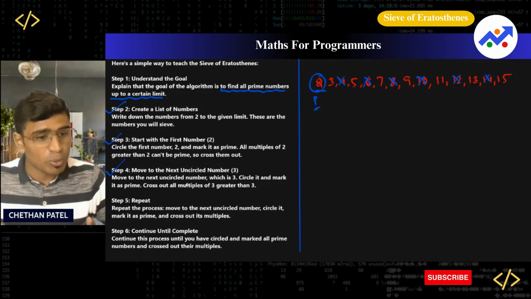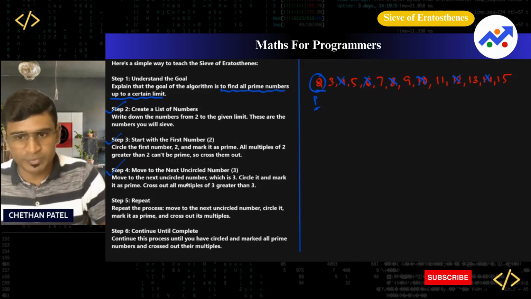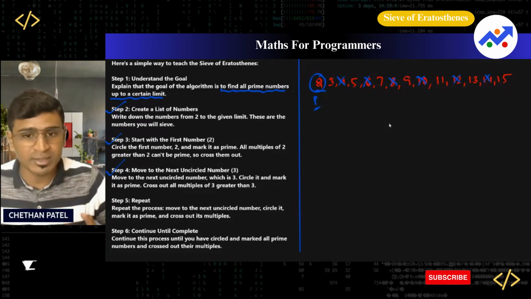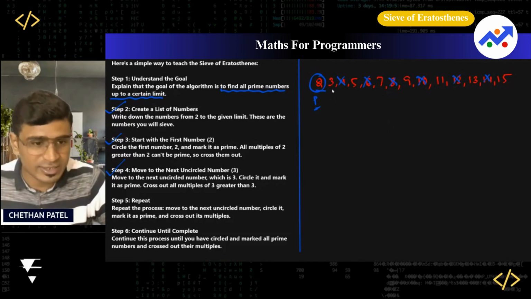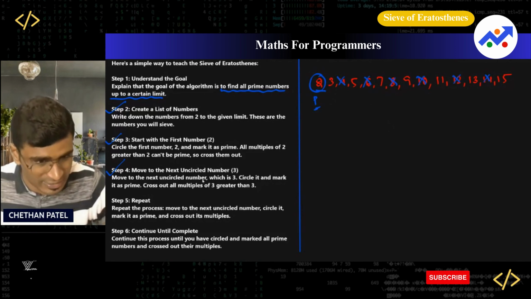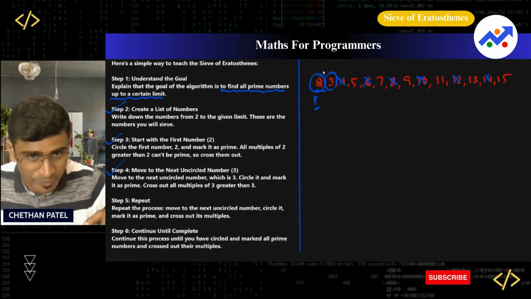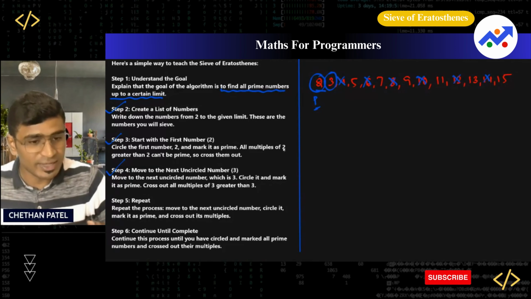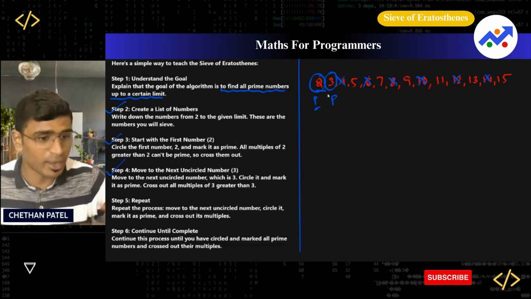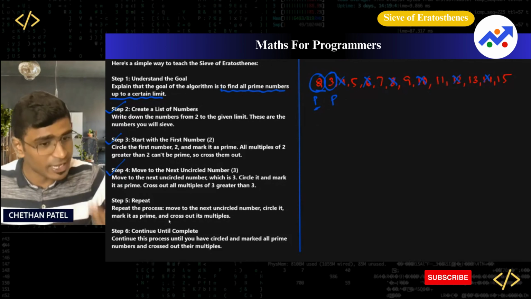What they are telling us is to move to the next uncircled number. We have circled 2, so the next uncircled number is 3. We are moving to it. Move to the next uncircled number, which is 3. They are asking us to circle it and mark it as prime. I am marking it as prime. Again, the same rule.